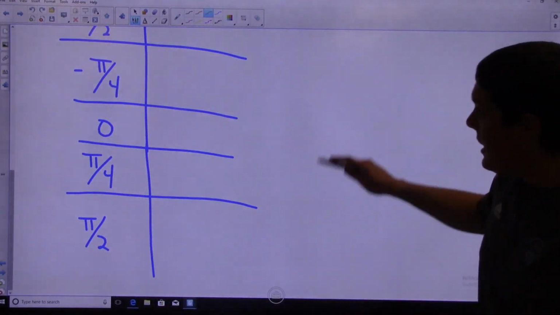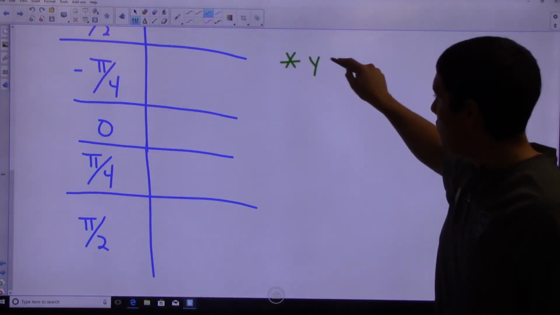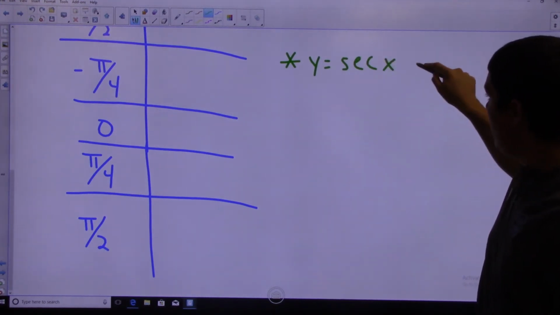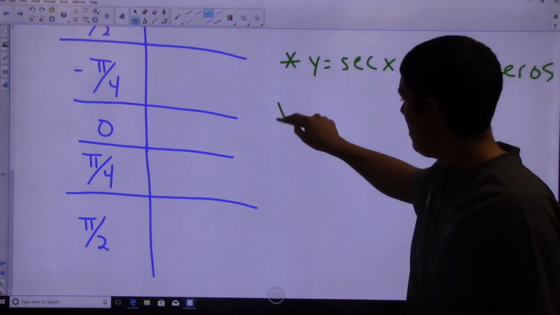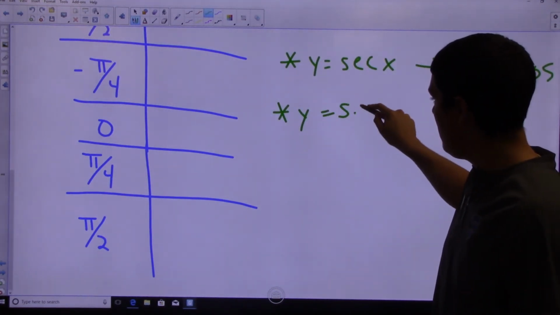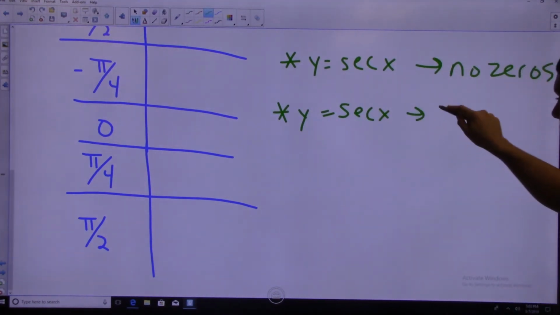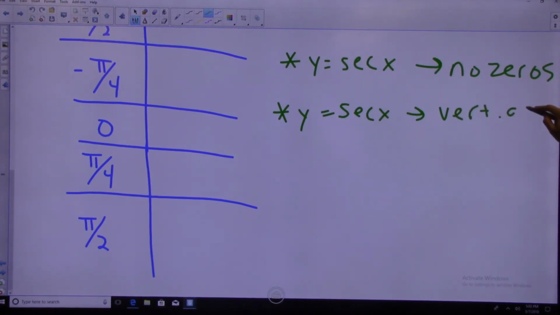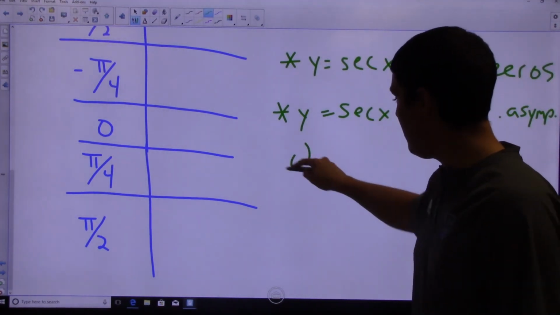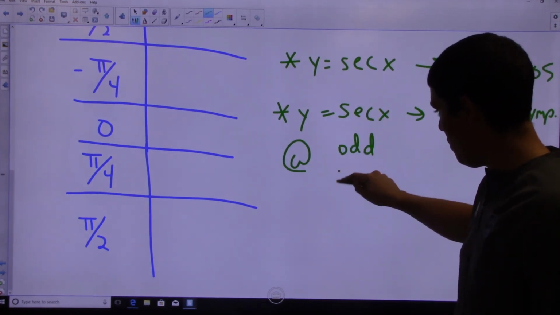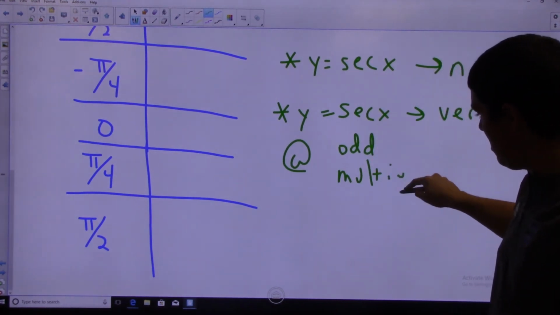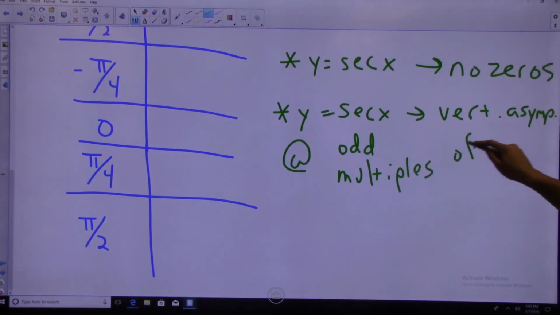It's not going to let me extend the page. So, y equals secant. Again, no zeros. Y equals secant has vertical asymptotes. Be careful how you abbreviate asymptotes. Okay, so vertical asymptotes at odd multiples of pi over 2.